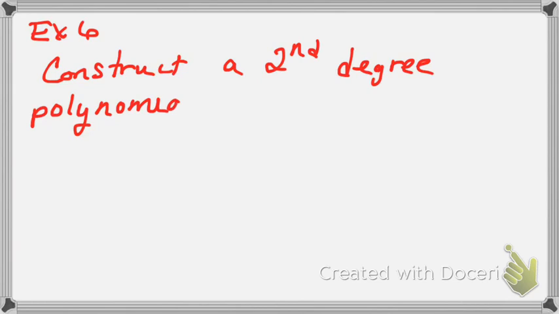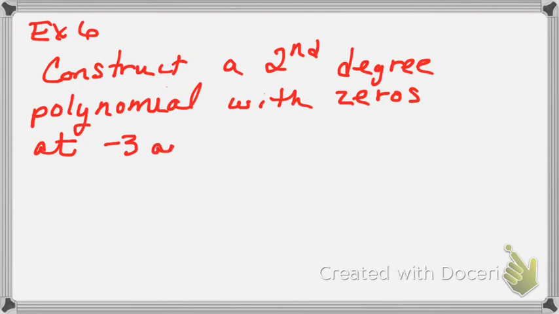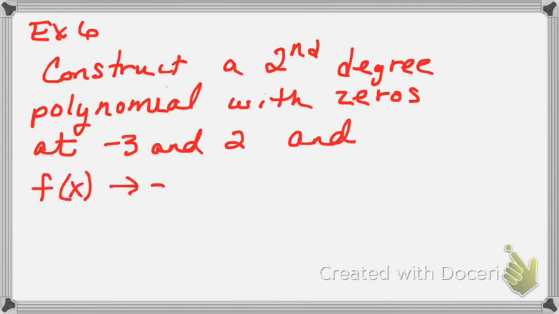Did you sketch it? We kind of did, but we didn't need to. Construct a second degree polynomial with zeros at negative 3 and 2, and f of x is going to approach negative infinity as x approaches negative infinity. So it's telling me the end behavior.